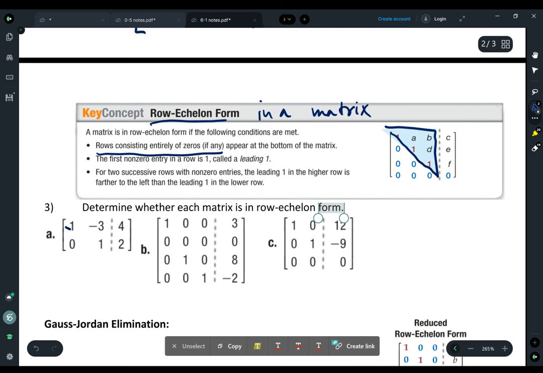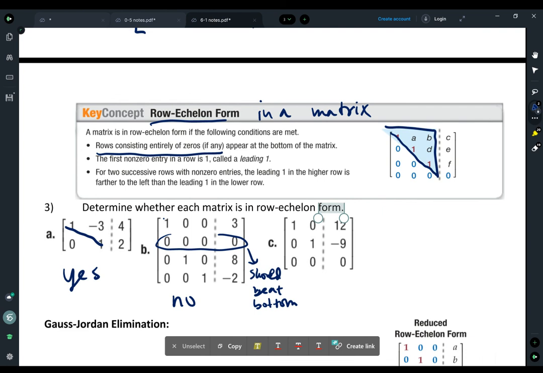So I want to look at, do they make this triangle? They do. I have a 1 and then a number. That's cool, we don't care. And so the first one's going to be yes. The second one, I have a row of zeros in the middle, which should be at the bottom. Since it's not at the end, it should be row 4. Then this one's going to be no. The next one, I do have the row of zeros, but it's at the very bottom like it's supposed to be, and the other 2 rows make a triangle. So this one is yes.